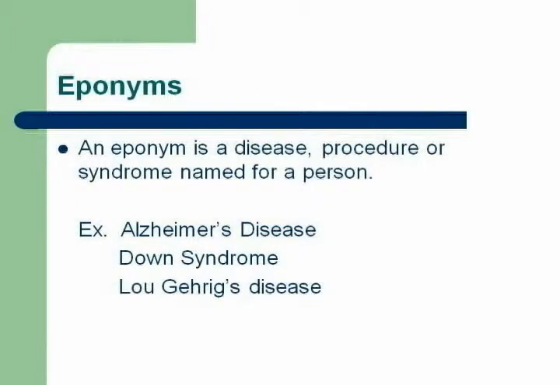Eponyms can also help to locate a diagnosis easier. An eponym is a disease, procedure, or syndrome that is named for a person. Codes can be found in Volume 2, the alphabetic index, by looking under an eponym.